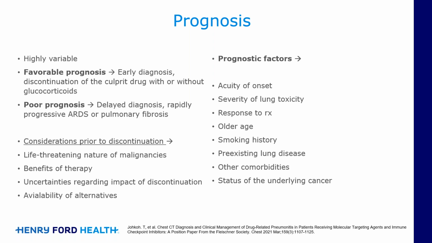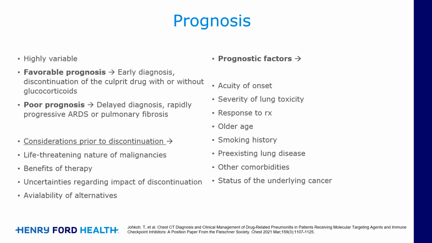There are certain findings that have favorable prognosis. So patients who have an early diagnosis and in whom the culprit drug is discontinued typically have a favorable prognosis. Patients who are diagnosed later in the course of illness or who have a more rapidly progressive course and develop ARDS have a poorer prognosis. Another important point to recognize is our patients with lung cancer who are on these therapies, discontinuation of the therapies can actually be life-threatening and can make the lung cancer get worse as well.